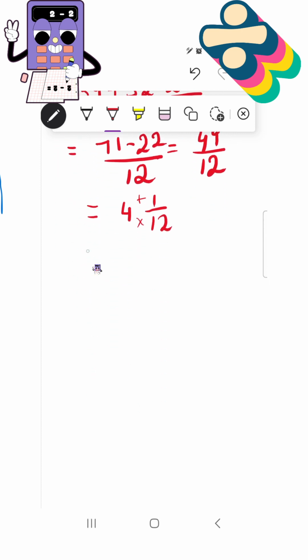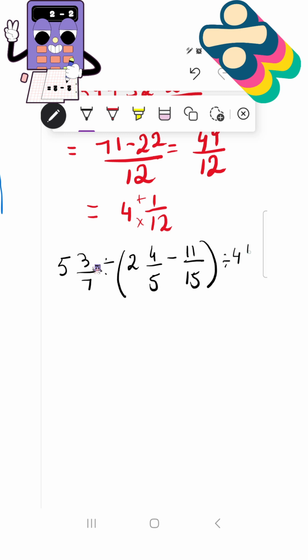Let's do one more example. 5 whole number 3 by 7 divided by 2 whole number 4 by 5 minus 11 by 15, divided by 4 whole number 1 by 6. Now in this question you can see there is a division sign, there is a bracket and a minus sign as well. So whenever there is a bracket, you are going to solve the bracket first. So you are going to apply BODMAS here. First you are going to solve this bracket.